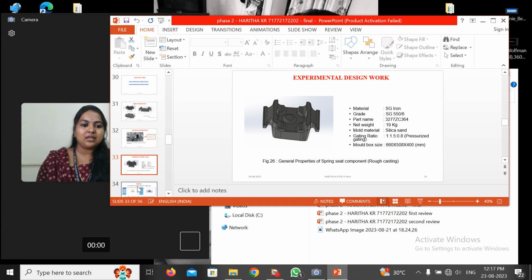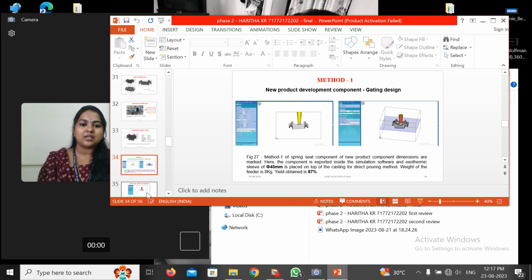Same pressurized gating with respect to the ratio, only the mold box size is very minimal. That's 660 cross 508 cross 400, with the parting line set. Above 200 and below 200 mm will be taking place. This is about the general property of the rough casting.